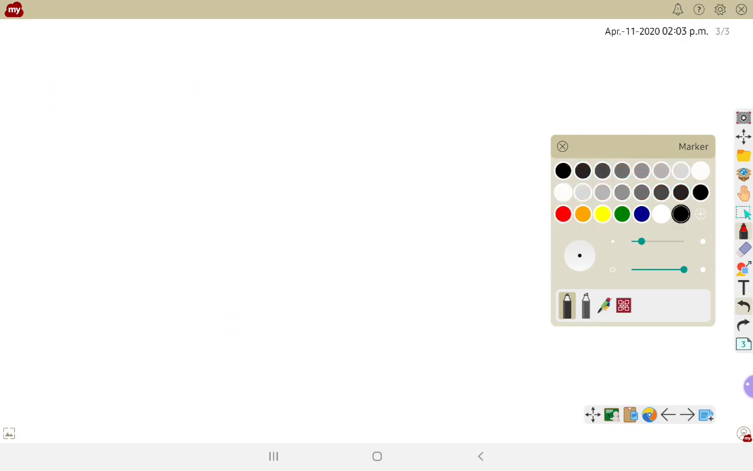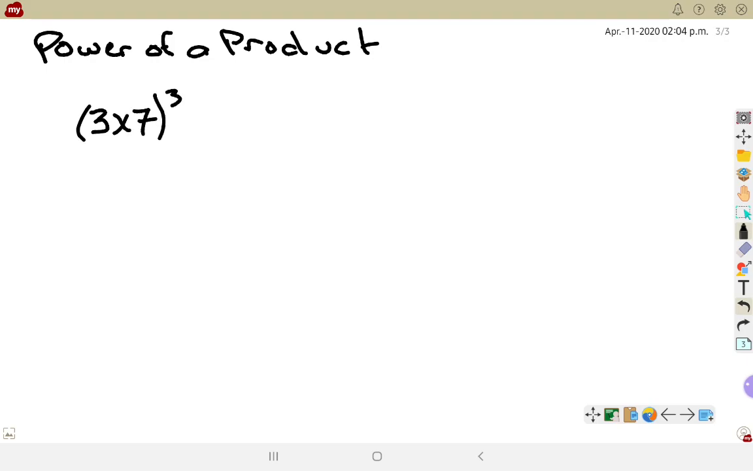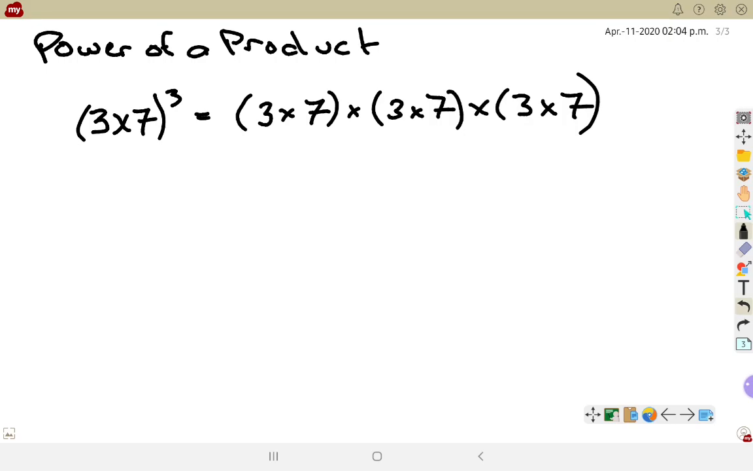Okay, the next law that we have is called the power of a product, and you're going to start using that one a lot more now that we're bringing in more variables into our exponents. Okay, so a power of a product would be something like I've got 3 times 7, and then I'm going to cube that. Okay, so because that exponent of 3 is directly touching the brackets, it means that everything inside the brackets is going to be multiplied by itself 3 times, right? So I have 3 sets of those brackets multiplying each other.